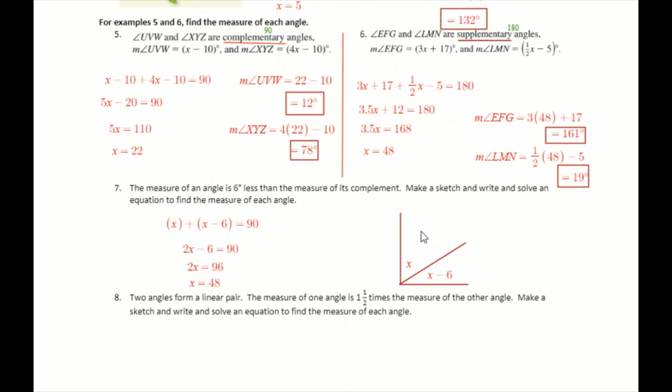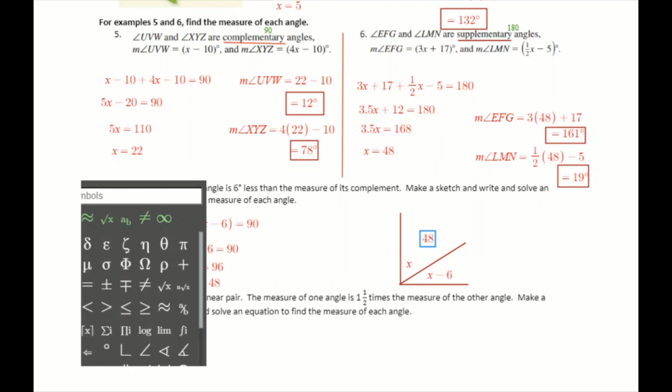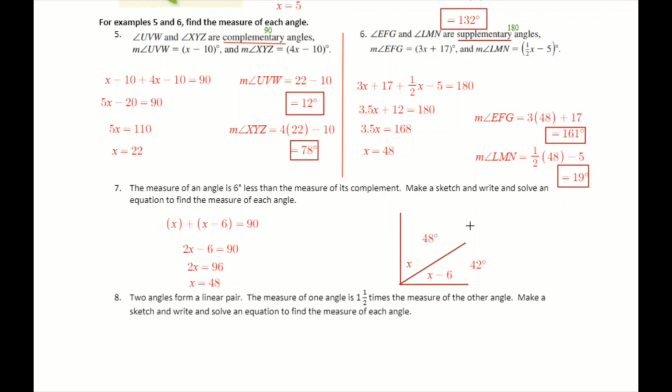Okay, so that means one of the angle measures is 48, the bigger one. So this angle measure is 48 degrees. And if this one is x minus 6, we have to subtract 6 from that, and you get 42. We can see pretty easily that these are going to add up to 90. So here's the 48 degree angle measure. Here is the 42. So this is the x, this is the x minus 6.